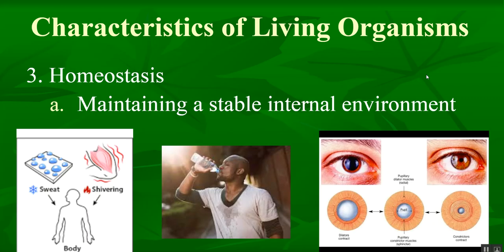Characteristic number 3 is something called homeostasis, and that's maintaining a stable internal environment. So you're going to hear this term a lot in biology and anatomy as well. So one example that is used quite a bit is your body. It likes to stay at a temperature, usually about 98.7, give or take. Everybody's slightly different. So when it gets too hot, you start to sweat, so that cools down your body. When you get too cold, you start to shiver, and that's actually your muscles using energy, which lets off heat, to warm you up. And that's what keeps you at that constant temperature.